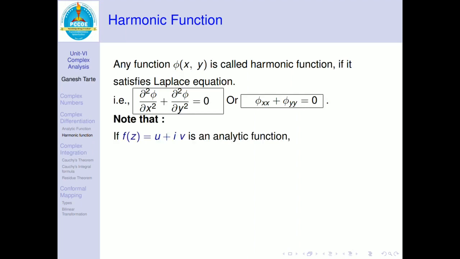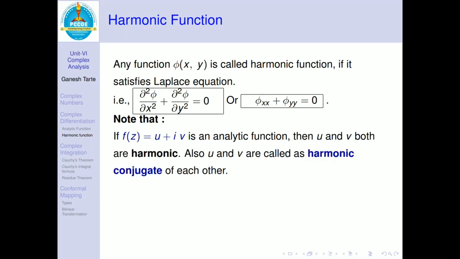Note that if f(z) = u + iv is an analytic function, then u and v both are harmonic, very important, and u and v are called harmonic conjugates of each other. So there is always one question based on this harmonic conjugate in your final examination. Either u or v is given to you, and the question is to find the harmonic conjugate.